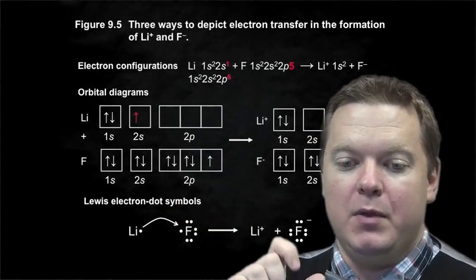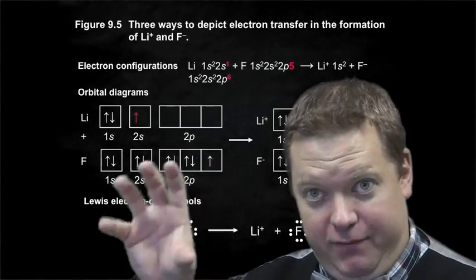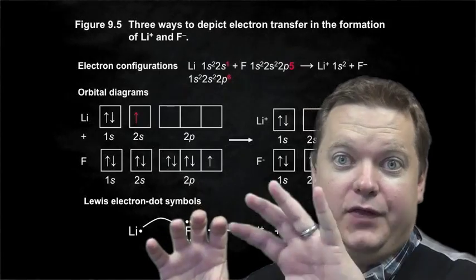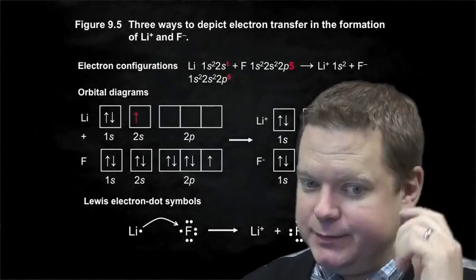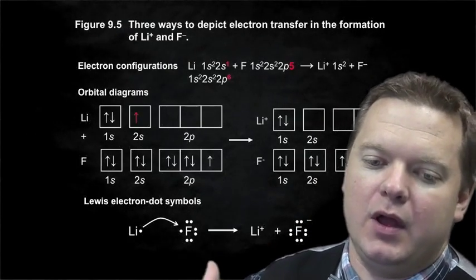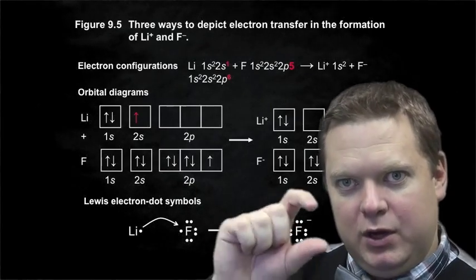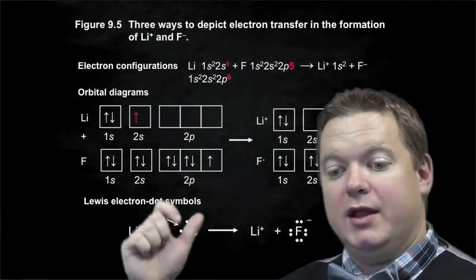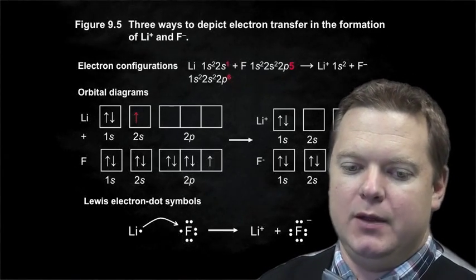Right? So as it shows here, we're going to end up with fluorine having a filled outer shell. Lithium is going to lose it, so it has, again, a filled outer shell because it has that filled s. Or we can talk about it in the orbital diagrams. Right? You can see here in the red that single electron in the 2s is going to be transferred and pair up with the available spot in the 2p.